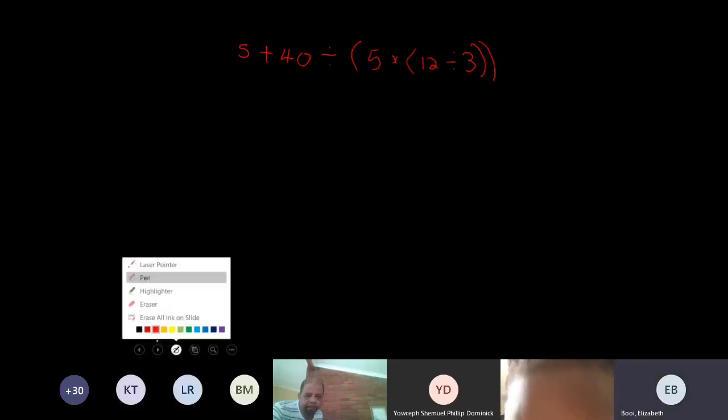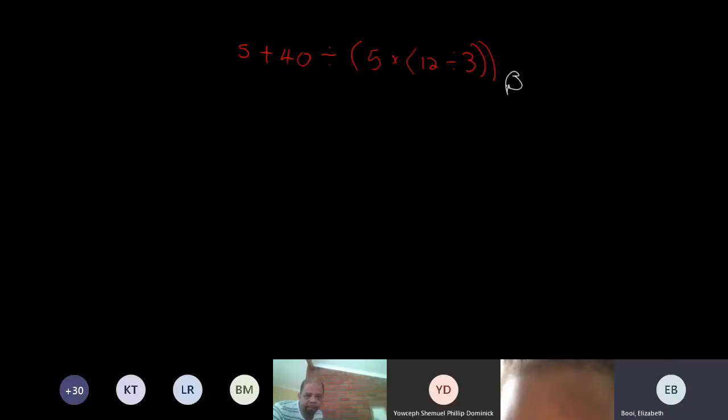We need to remember our Bottommost rule. Bottommost says brackets first, exponents or powers, division and multiplication with the same priorities. Addition and subtraction also have the same priorities. If I go to our equation here, it says addition, division, brackets, multiplication, bracket, division.